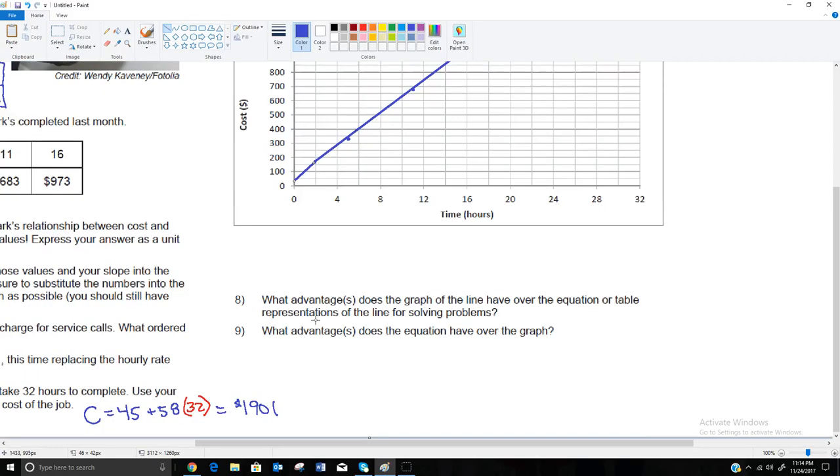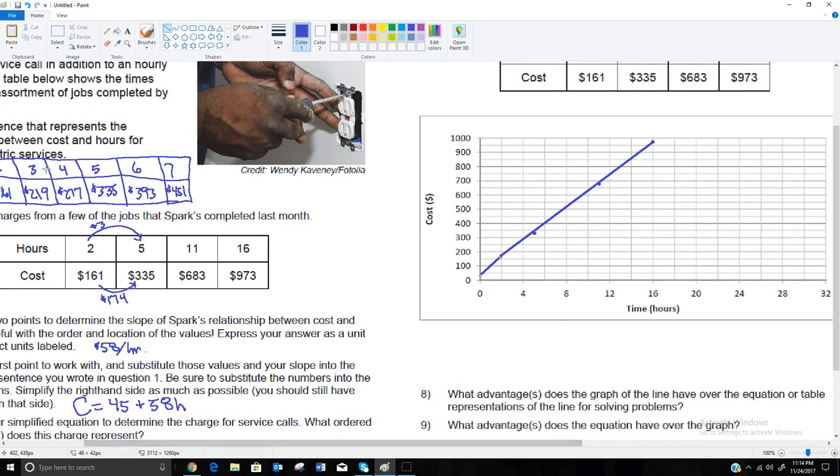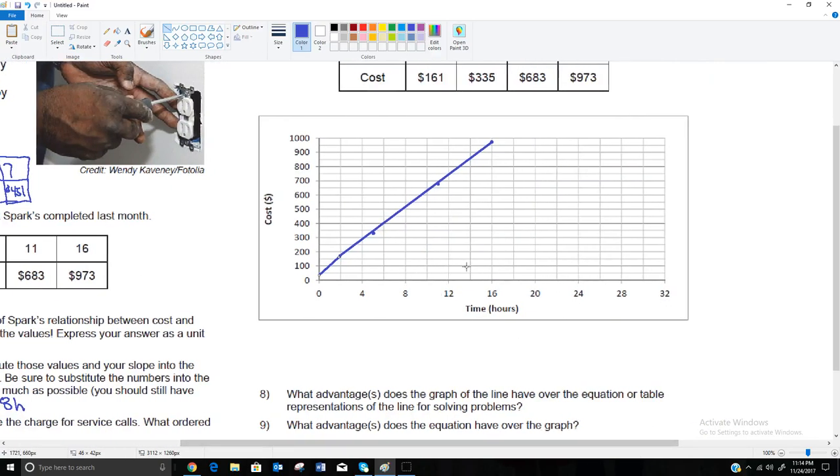So what advantages does the graph of the line have over the equation or table? Well, the nice thing about the graph is we could estimate anything from 0 to 16 on there. The table gets kind of old after about 6 or 7 points. You're like, okay, I don't want to do this anymore. But with the graph, we could estimate some other values. So we could say 14 looks like it's around $850. 8 looks like it's a little over $500. And you could estimate some things off of this line rather quickly.